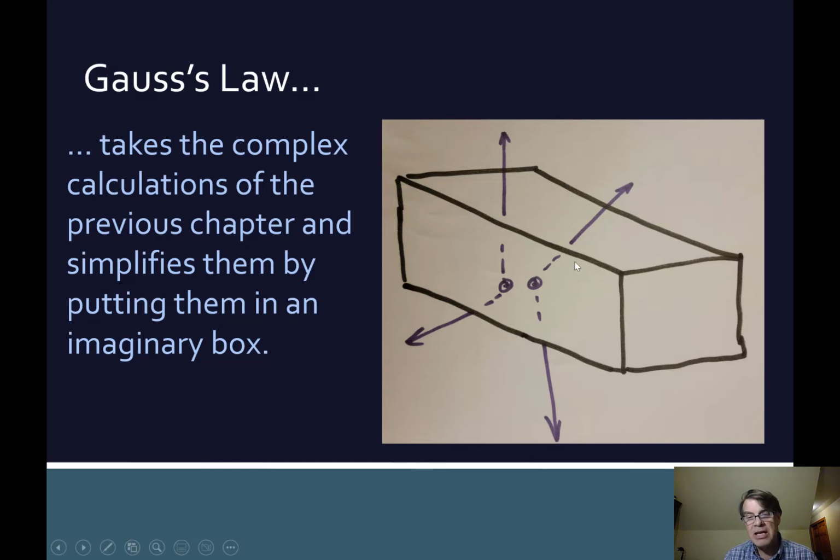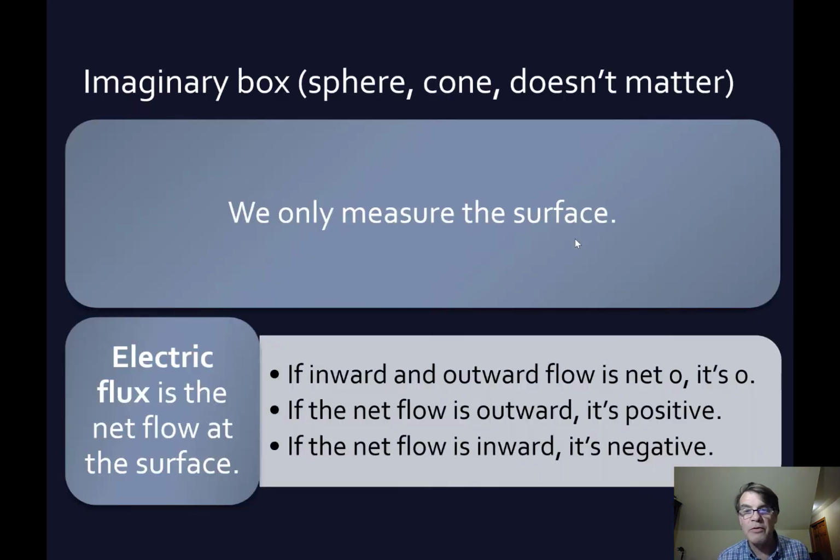The charge at a distance is inversely proportional to the radius squared, right? But as the box gets bigger, it cancels out the r squared, and so it doesn't really matter. We don't have to do as complex math because we're looking at everything as if it's some sort of imaginary box. It doesn't have to be a box. It could be an imaginary sphere, imaginary cone. It doesn't really matter, although I think a box is pretty easy. But we're only measuring what's happening at the surface of the imaginary box.